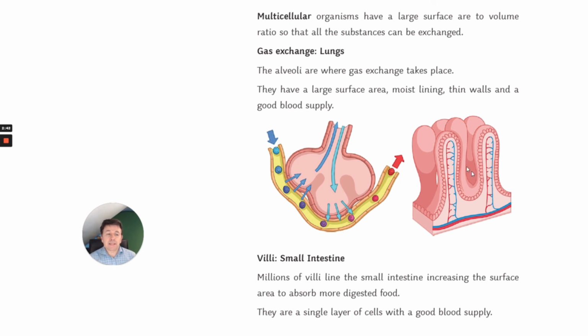The other example is the villi. In your small intestine, you've got millions of villi that line the small intestine, increasing the surface area, and they are a single layer of cells, and they've got a really good blood supply, so they're maintaining that concentration gradient.